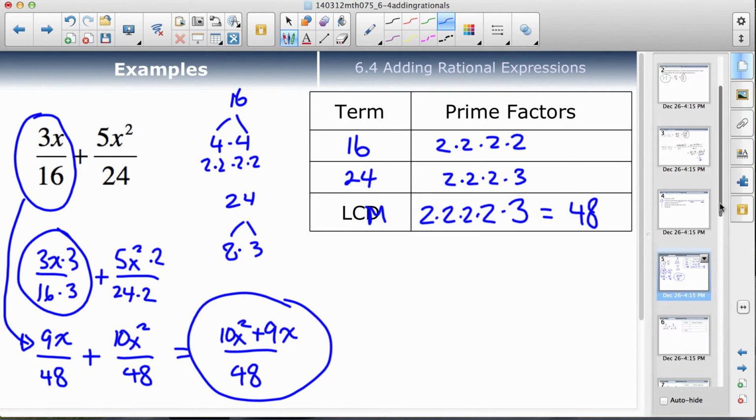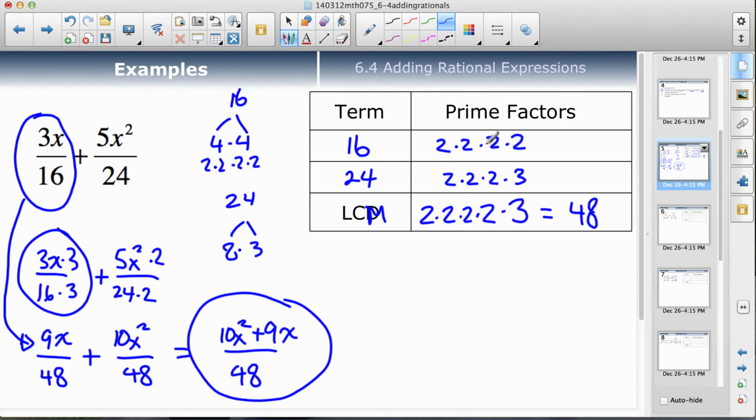You get the concept? Hopefully you're getting the idea of finding the LCM, adjust each expression or each term so it has that LCM, and then add them. Let's try a bunch more.